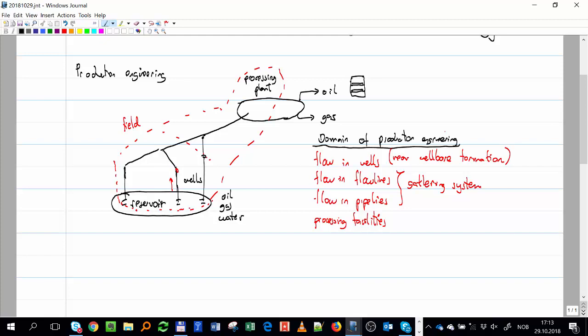Okay, and I just want to call to your attention that it's a very wide domain. We have flow in equipment, we have flow in pipes, that is very important, but we have to understand the formation, what happens when you're very close to the well. We have to understand the flow in the well, and then in the processing plant. So it's very wide, and a production engineer has to have the ability to look at the whole picture and see what is the most important for the case that you're dealing with.